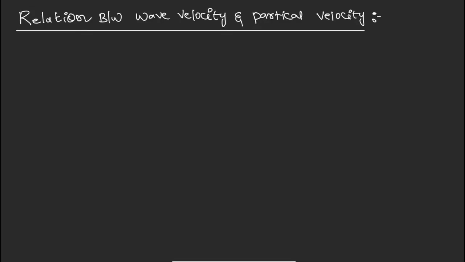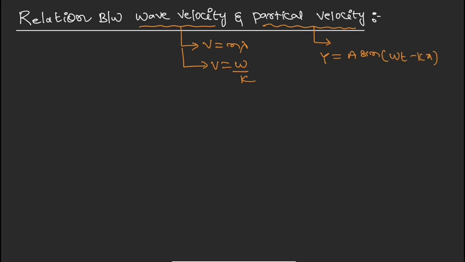Hello students, here we are discussing the relation between wave velocity and particle velocity. Wave velocity v is equal to nλ, v is equal to ω by k. We know this. When you're talking about particle displacement, y is equal to a sin(ωt − kx). This we discussed in the previous session.